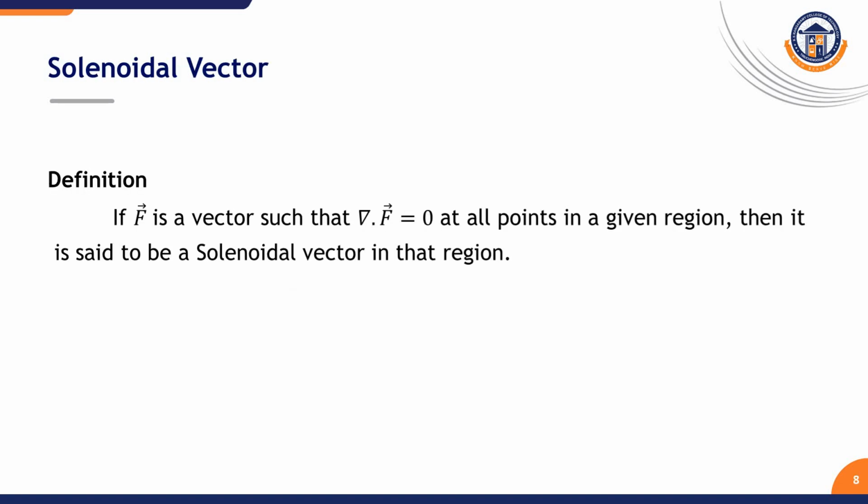Next, solenoidal. If F vector is a vector such that del dot F vector equals 0 at all points in a given region, then it is said to be a solenoidal vector in that region. If del dot F vector equals 0 for a vector, then F vector is said to be solenoidal.